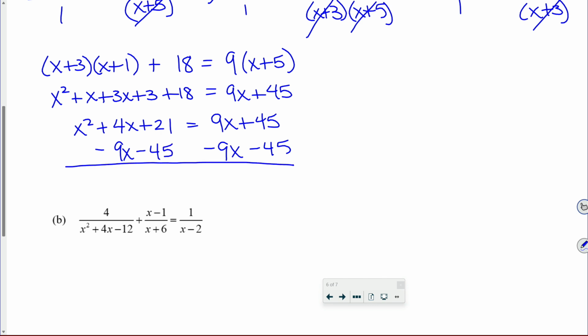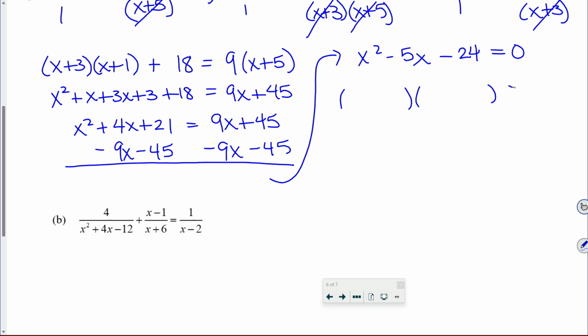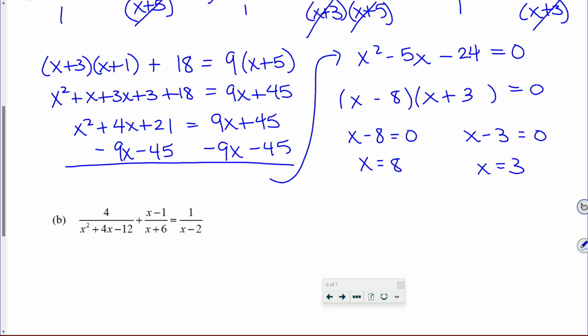Okay, and I'll be left with, maybe take all of this up here. I'll be left with x squared minus 5x, 21 minus 45 is negative 24, is equal to 0. All right, so zero product law, two numbers that have a product of negative 24 and a sum of positive 5, that's going to be positive 3 and negative 8. So x minus 8 is 0, x is equal to 8, x minus 3 is equal to 0, and x is equal to, x plus 3 is equal to 0, my apologies, and x equals negative 3.